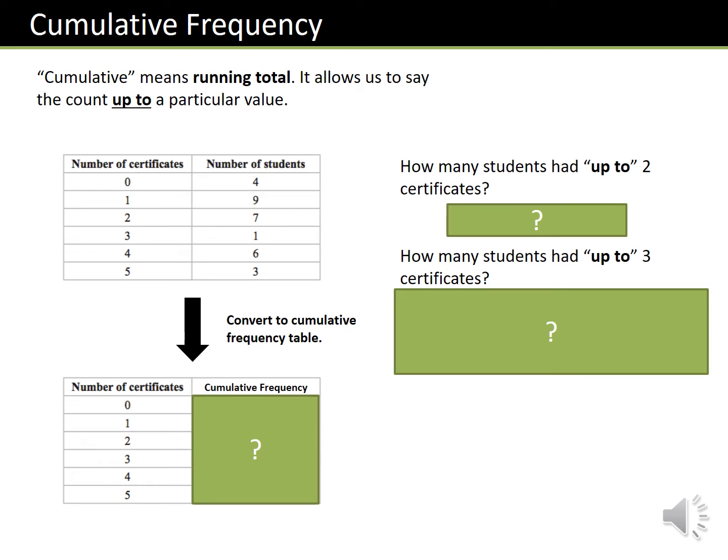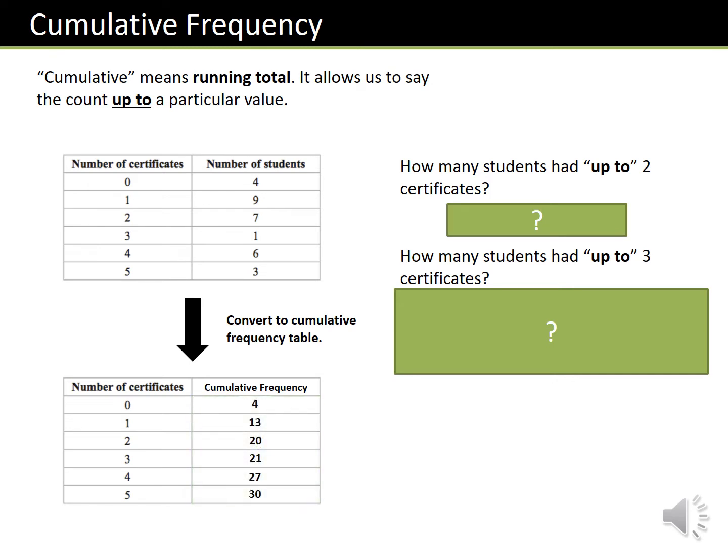Cumulative means a running total, so it's like an accumulation, a similar sort of word. So it's the count up to that amount. If we've got our frequency table, the one in the top left, with the number of certificates someone had and how many students got that number: 4 students got 0 certificates, 9 students got 1, 7 students got 2 certificates, 1 student got 3, and so on. A cumulative frequency table would be how many got up to that amount of certificates.